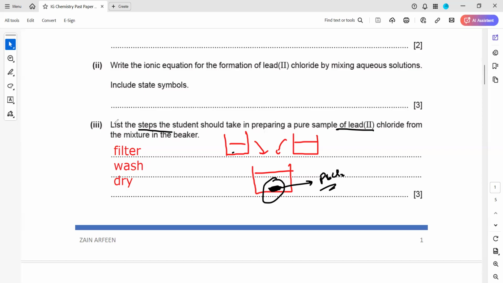Filter, wash, dry. Here I'm writing keywords for the answer. Even if you write filter, wash, and dry, you will score the marks. But try to elaborate. Try to explain how you will filter, how you will wash. You will mention filtering by using a filter funnel. Even in the marking scheme, they don't write the full answer. They write the keywords only. But as a student, you should try to write the full answer.